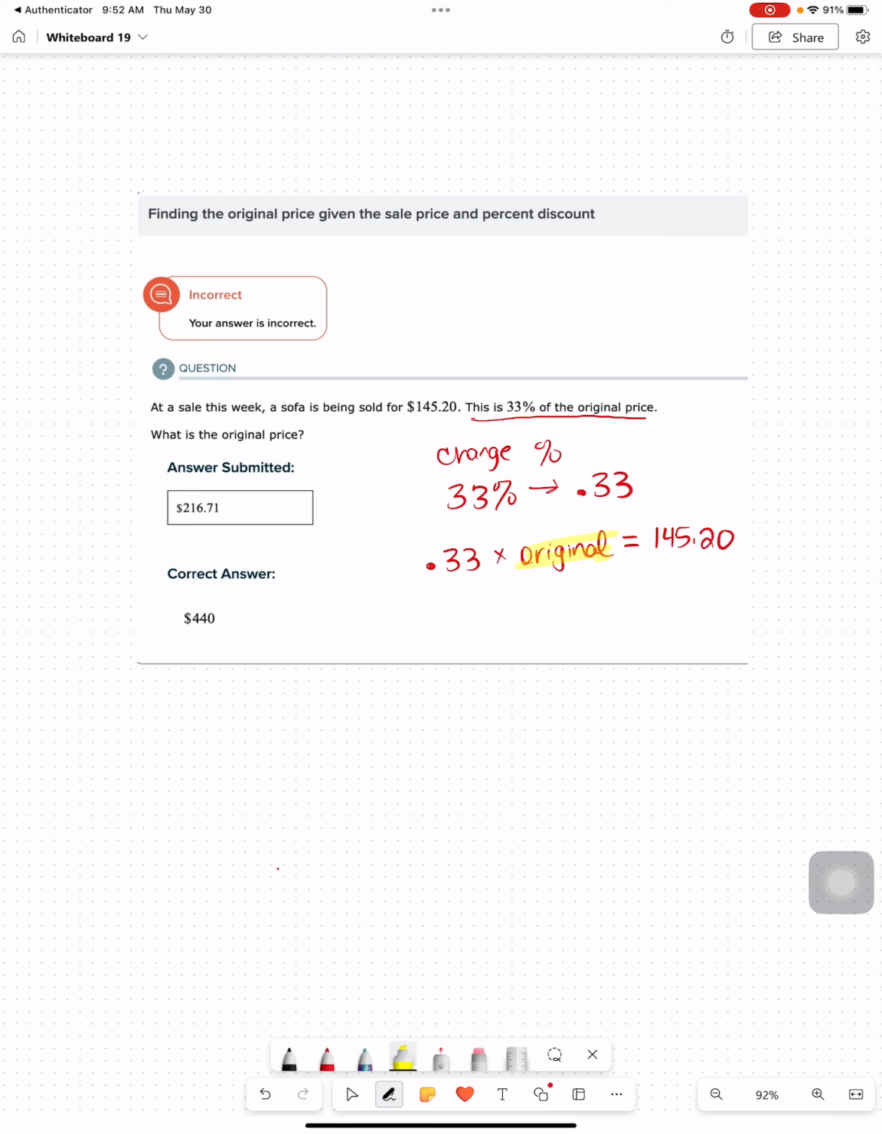Well, right now I have 0.33 times the original value. And so to isolate that, we've got to do the inverse operation. So the inverse of multiplying is dividing. And so if I divide one side by 0.33, I've got to do the same thing to the other side as well. And so on the left-hand side, that's just leaving me with the original price, and this is going to tell me that the original price is equal to, and if I divide that, that gives me that $440.